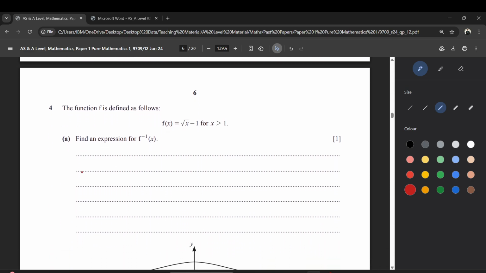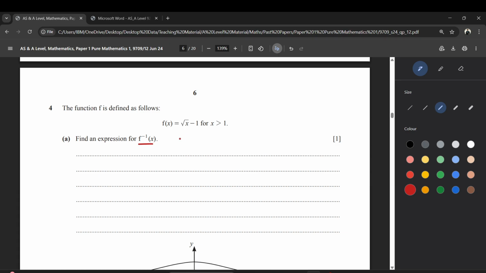Now let's move to question number 4. The function f is defined as follows. f of x is equal to root x minus 1 for x is greater than 1. So this is the domain of f. Okay, x is greater than 1. Find an expression for the inverse of f of x.